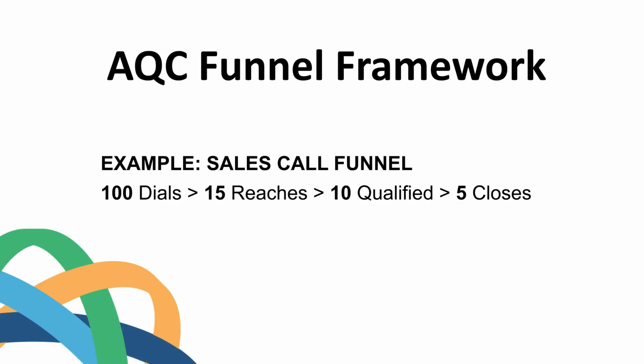The activity part of the AQC funnel are the 100 dials. That's at the top of the activity funnel, right? I'm making 100 dials, that's the activity. The quality of the activity are the reaches and the qualifies, right? So out of all this activity that I'm putting into this funnel at the top, what is the quality of that activity, right? Out of 100 dials, I reach 15 people, and of the 15 people I reach, 10 I qualify. And now that we know the quality of that activity, how much of that converts, right? So out of 10 qualified conversations, we close 5 deals.